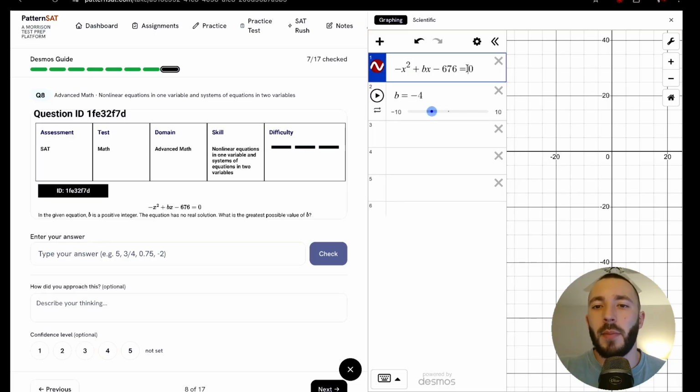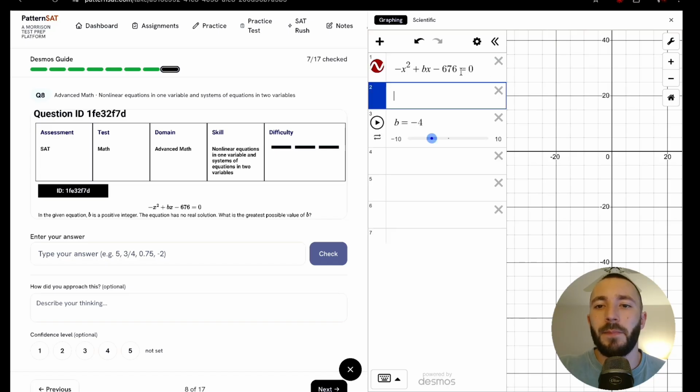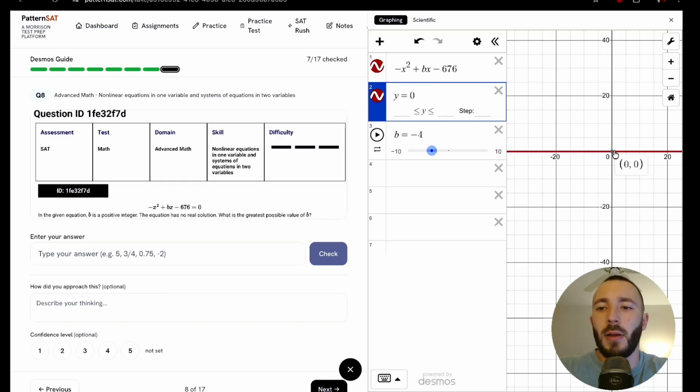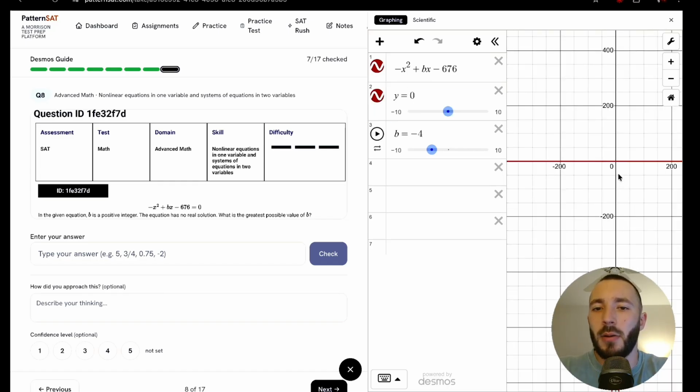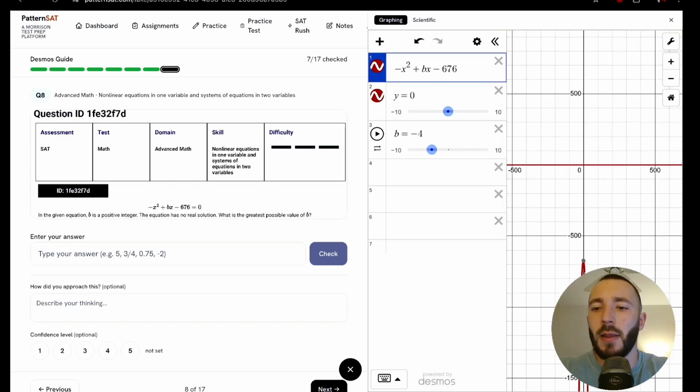Now, a way to remedy this is to make this into two different graphs. So I'm getting rid of that, and I'm typing y equals 0. And now if I zoom out, oh, there it is. Okay, this is my function. I need this thing to equal 0. I need it to rise up from the ashes and hit this line over here.